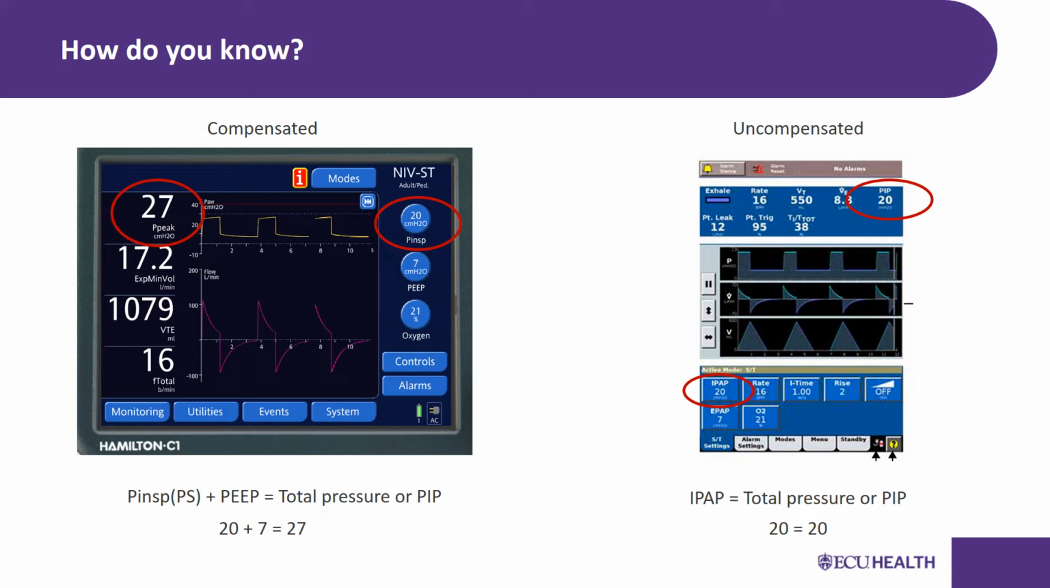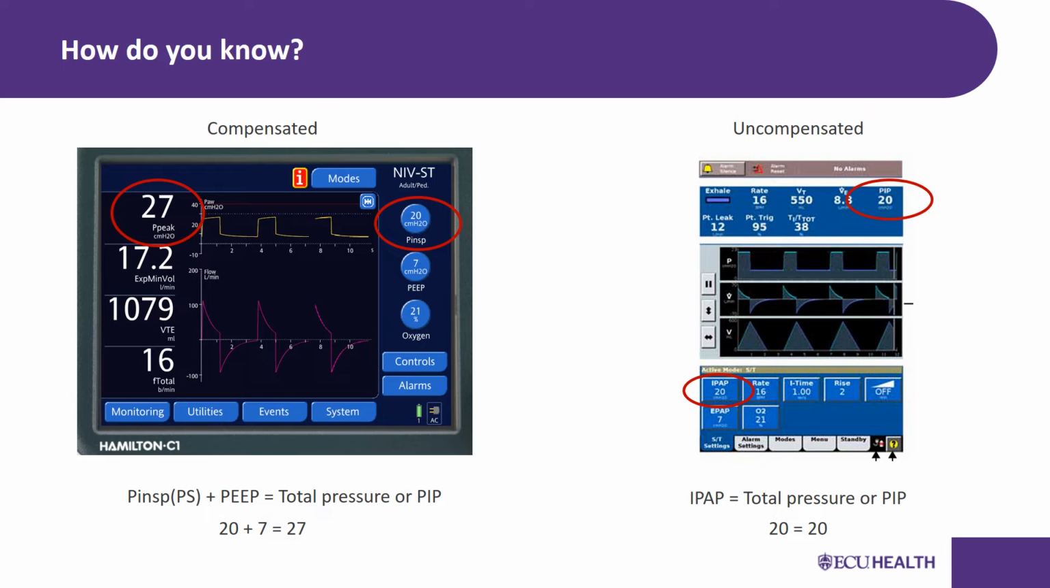If you're working with an uncompensated ventilator, then your set pressure is your PIP, or total pressure. So if we're setting a pressure support of 15, or the terminology utilized in the BiPAP Vision or V60, the IPAP is 15, then our total pressure, or PIP, should be 15.